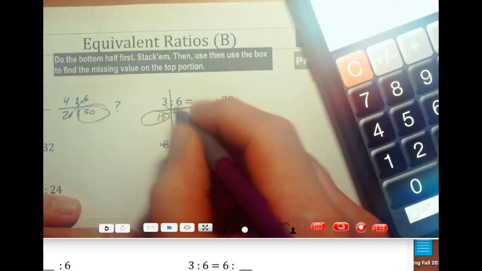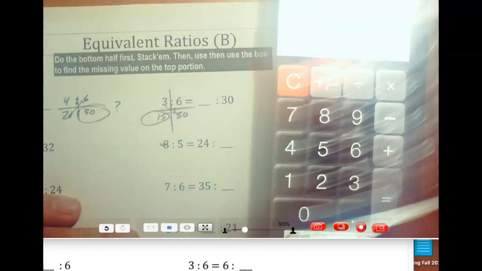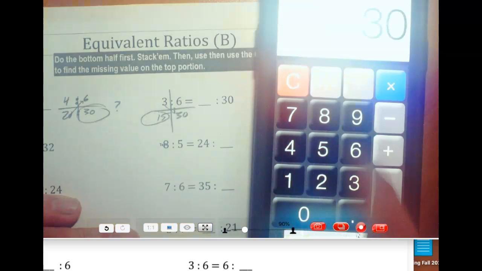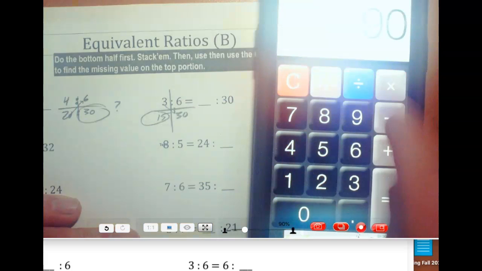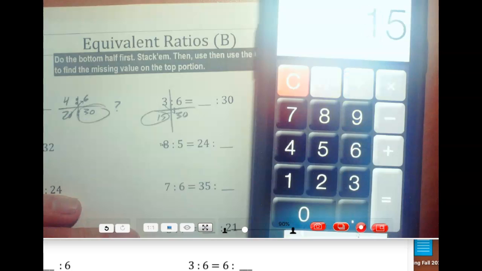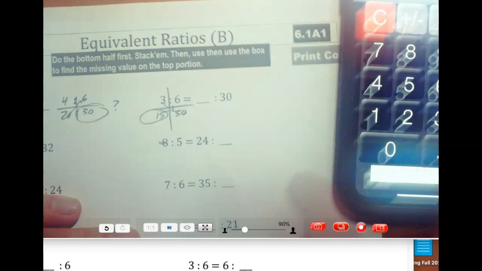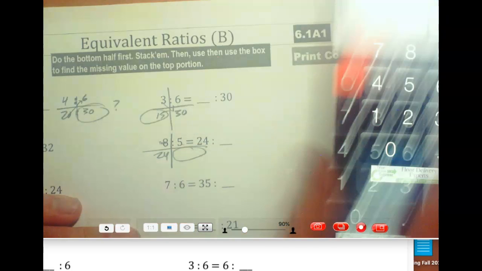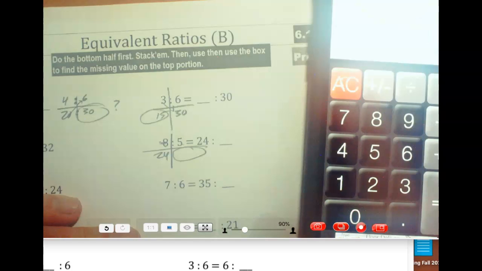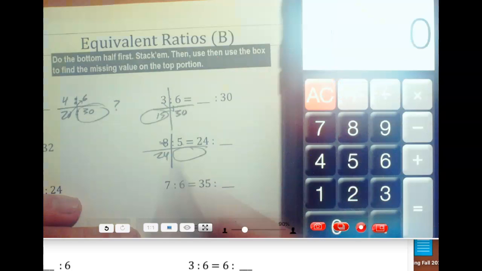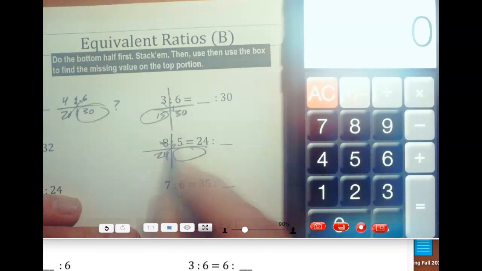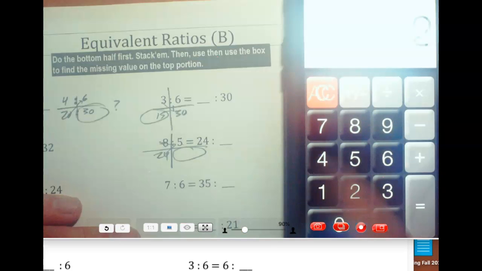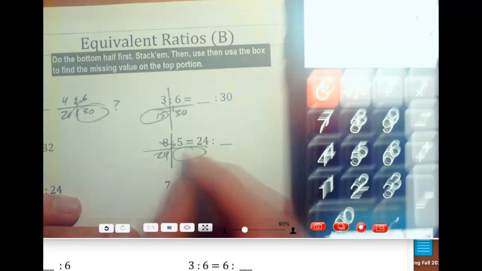Let's just make sure I did it right. Let's go the other way. Let's go 30 times 3 divided by 6. Yeah, no, we're good. All right, let's try another one here. 8 is to 5 as 24 is to, we don't know. Notice how I always put that circle there just so that I know what's going on. So we're going to multiply 24 times 5 and then divide by 8. I got 15 for that one too.